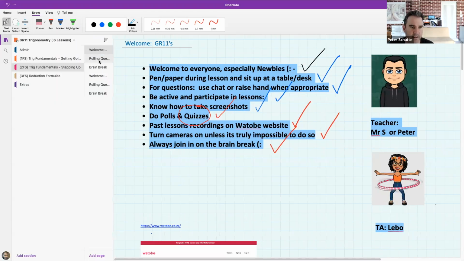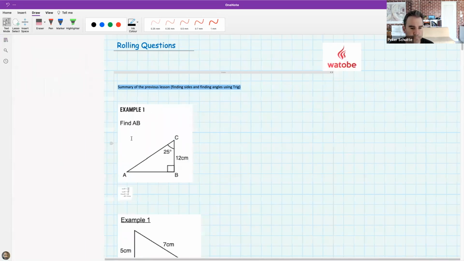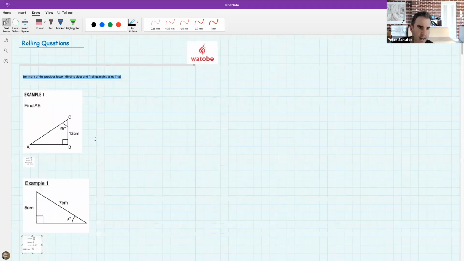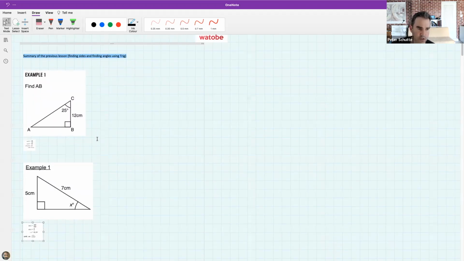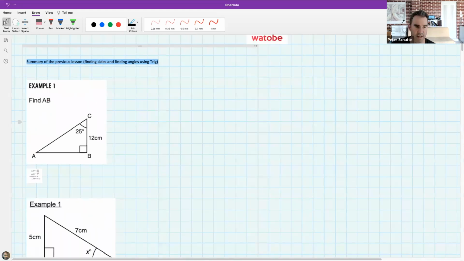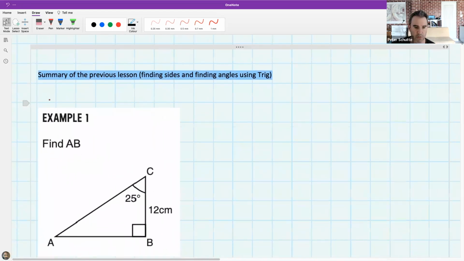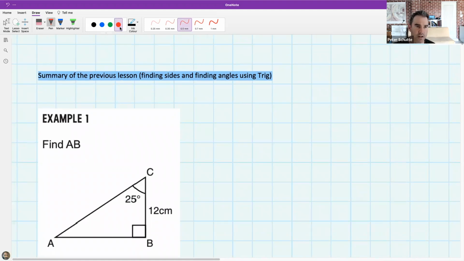So let's get going. In the previous lesson, I basically looked at two types of questions. We looked at using trigonometry to find the length of sides and using trigonometry to find the length of angles. So I thought I'd start with just a quick little recap, nothing too long.